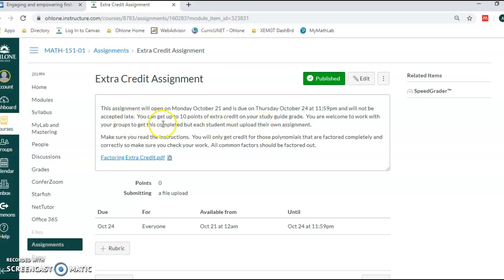You're welcome to work with your groups. You're welcome to get help. I'm happy to help you if I can. So make sure you set aside a little bit of extra time so that you can get this assignment done. You will need to factor on the next test, and a giant portion of the grade is this ability to factor.